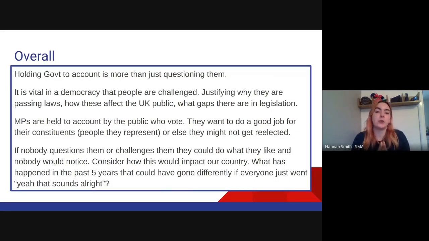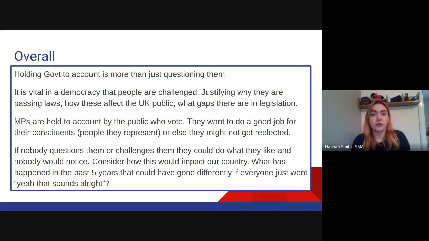Overall, what I want you to take away from this section, this study theme, it's more than just putting a question to the Prime Minister at question time. Holding the government to account is what makes the difference between us having a benefit system that works for the people or works for the rich. It's the difference between having people who will answer questions or just think they can please themselves. It's the difference between people having a minimum wage or a living wage or universal income, all these things that we will come on to look at.